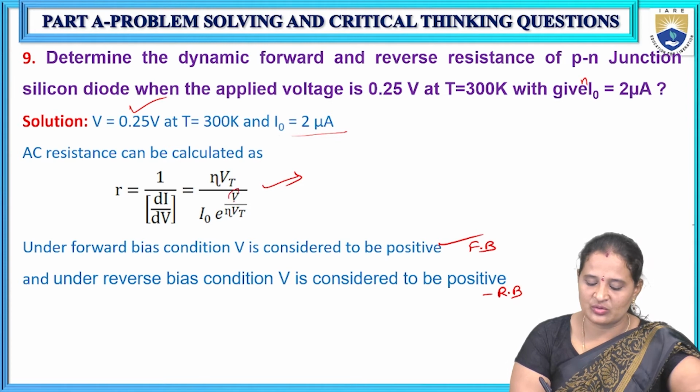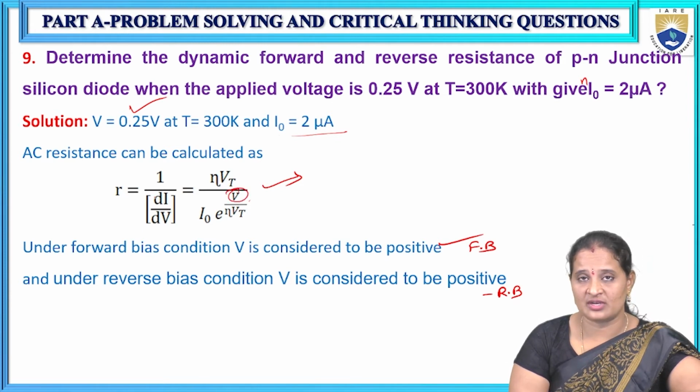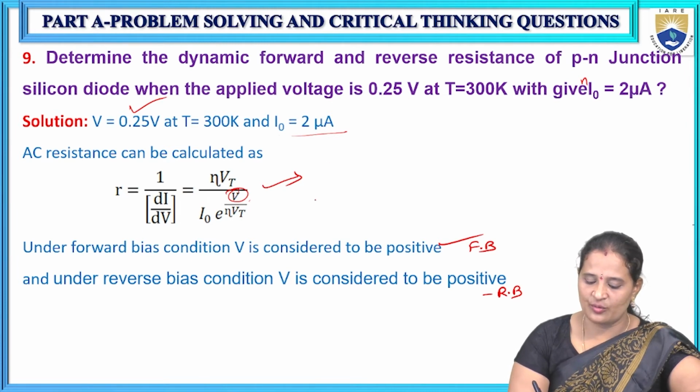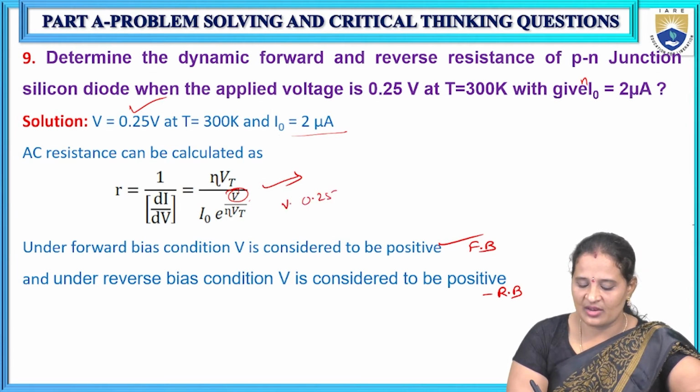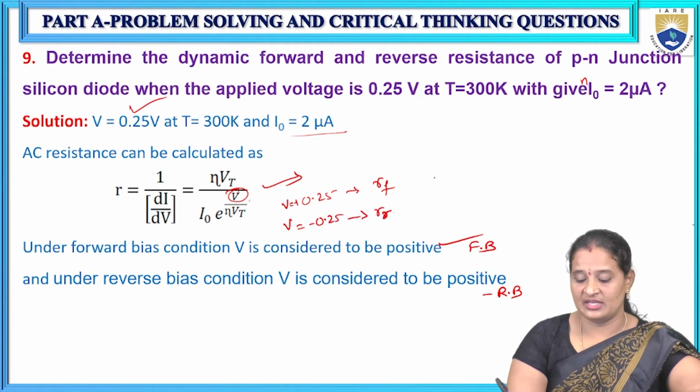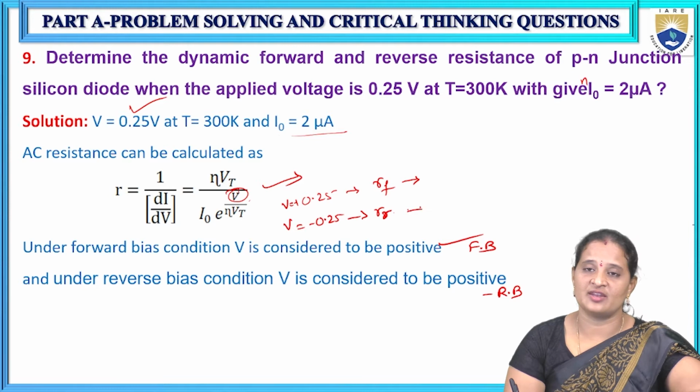So the same formula is applicable for calculating reverse dynamic resistance and forward dynamic resistance. Only the thing is, we need to consider V as positive for forward resistance and V as negative for reverse resistance. What is the V value? 0.25. Consider V as plus 0.25 and calculate RF. Similarly, consider minus 0.25 and calculate RR. That is reverse dynamic resistance and forward dynamic resistance.